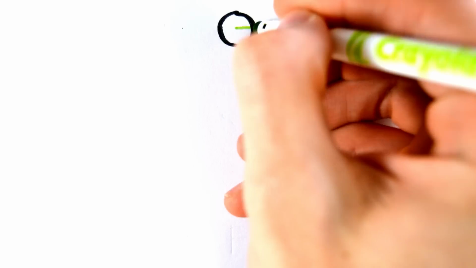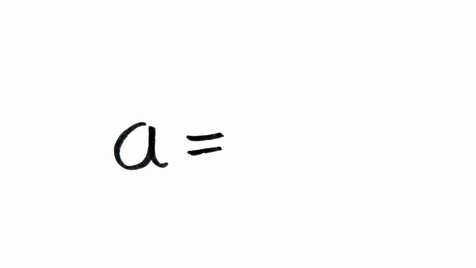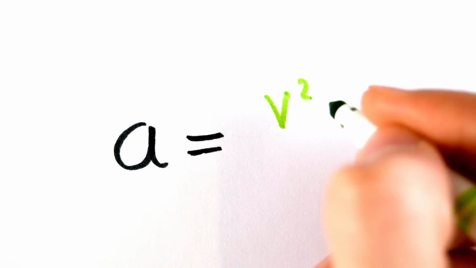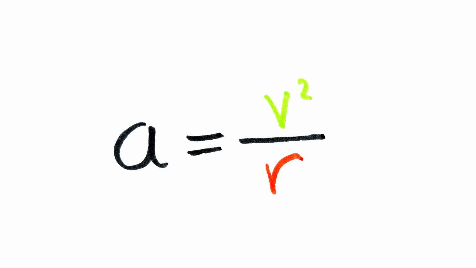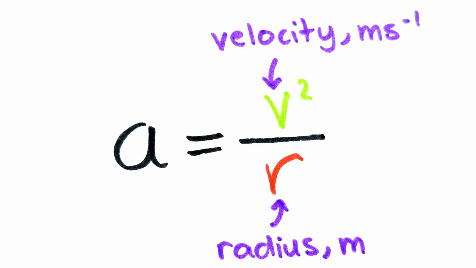When an object undergoes circular motion, the object will move at a constant speed but changing velocity. The velocity is changing because the direction is constantly changing, and the velocity is both speed and direction. This means that there is an acceleration, called the centripetal acceleration. The formula for this is a equals v squared over r, where v is the velocity and r is the radius.